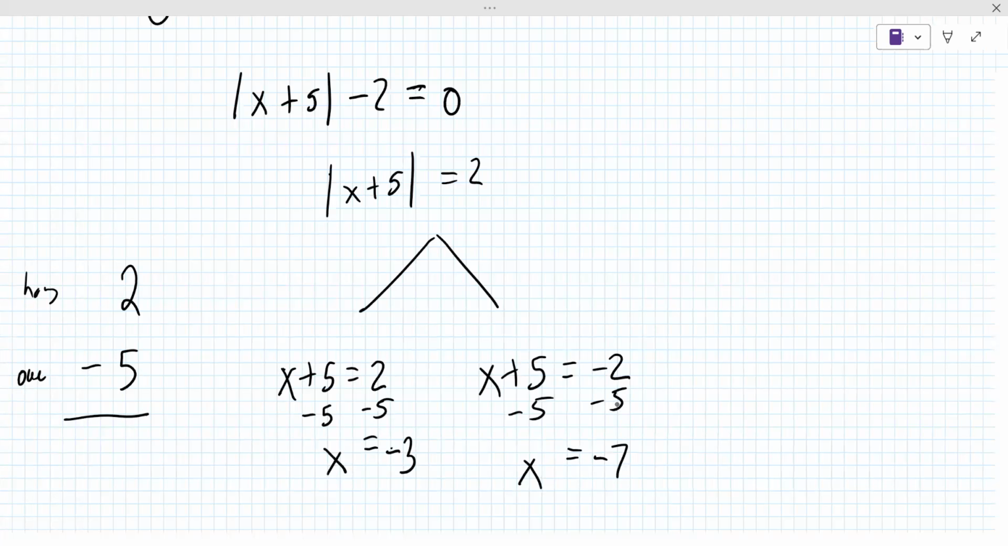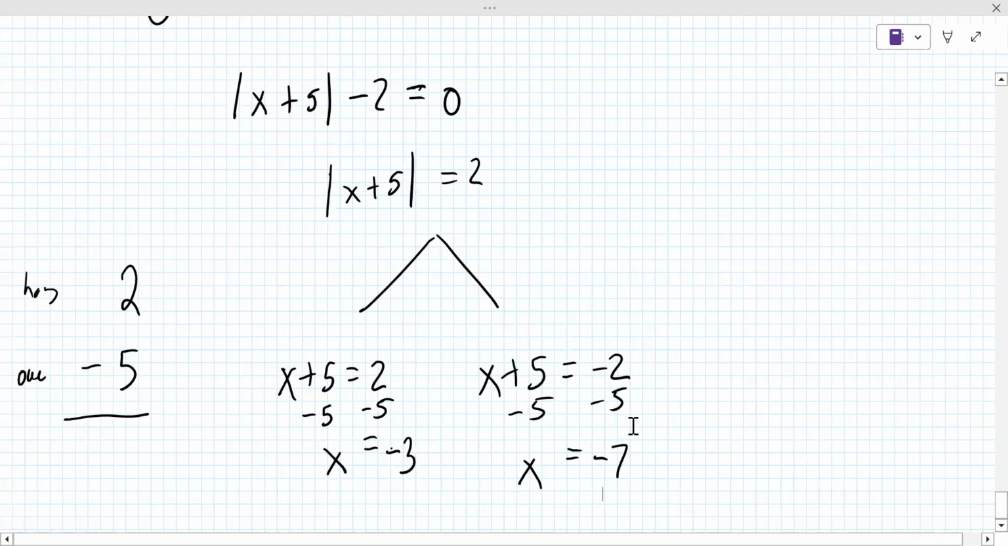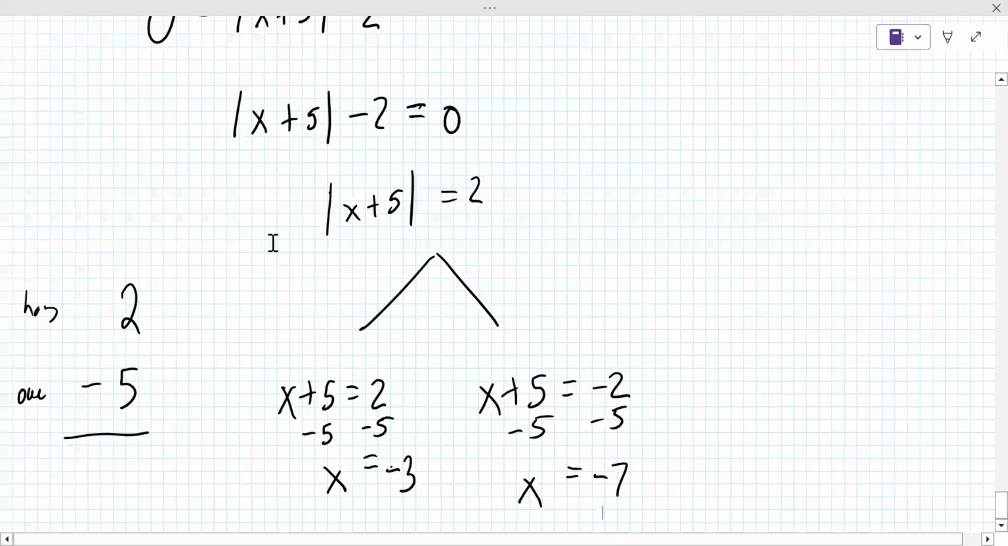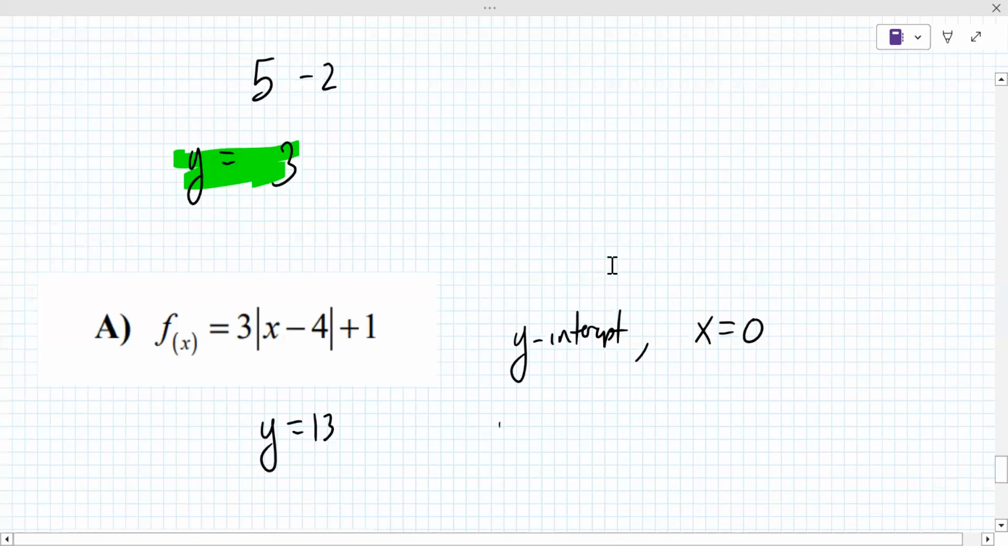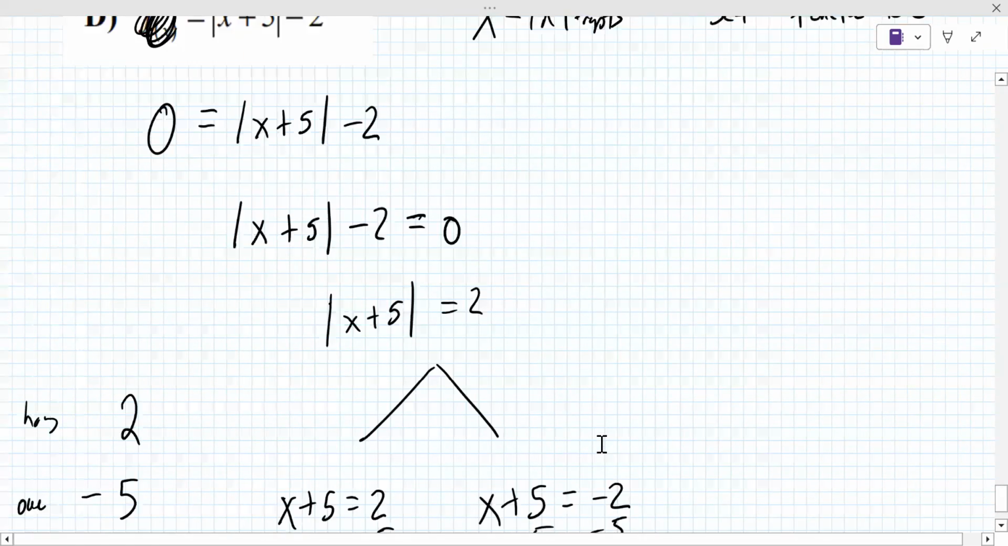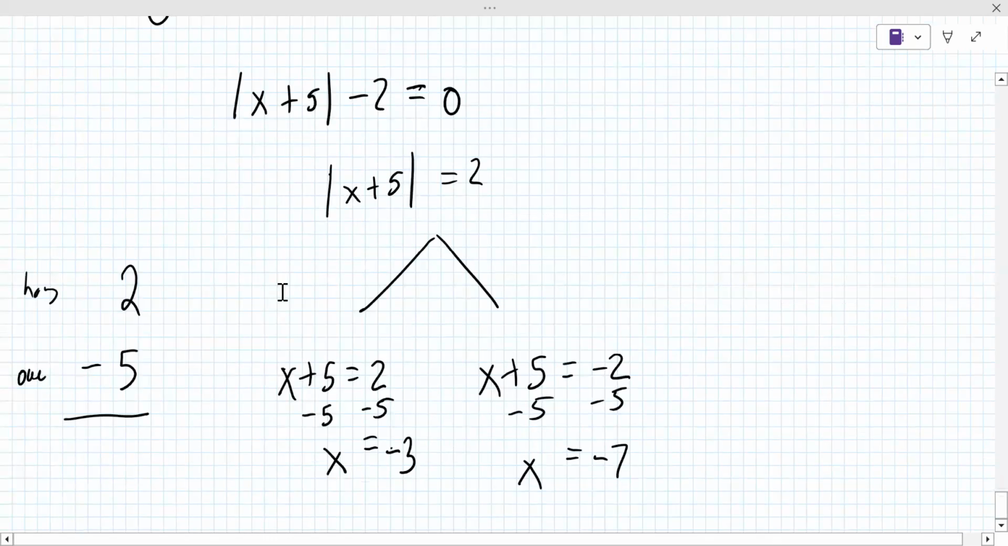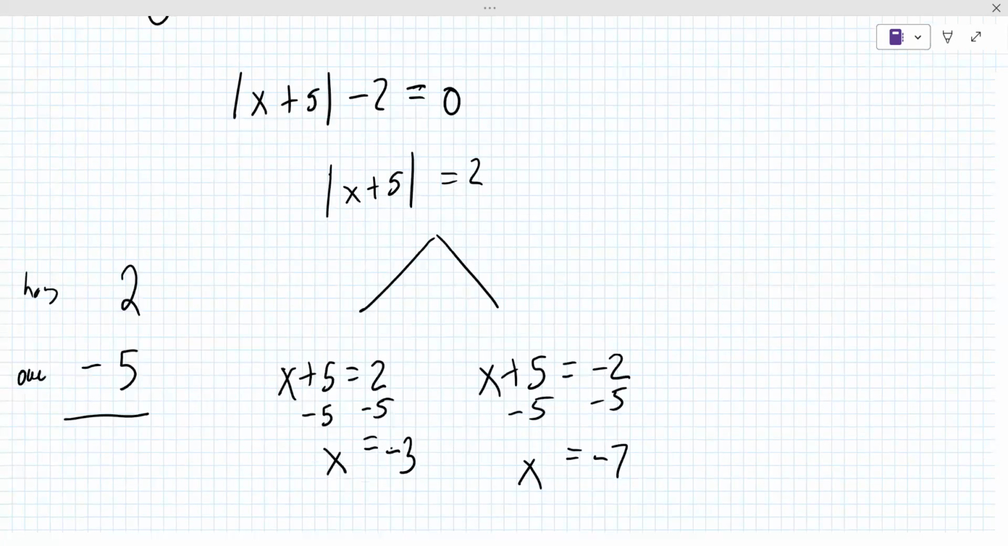So there are 2 things that they're going to ask you to do, which is to find the y-intercept like we did in the last 2 problems, setting x to 0. And then the other one is to set the whole function equal to 0 and find those values.